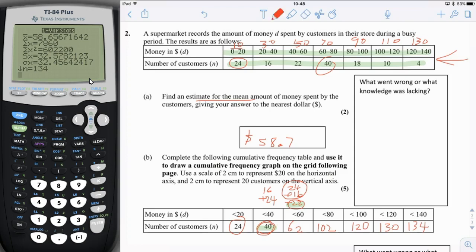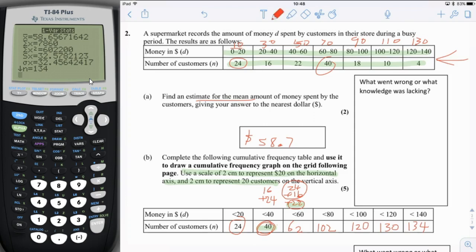Now, I know you guys have a big challenge, which is dividing up the graph paper appropriately. On the IB exam, usually they're very specific about how to divide it up. Look at that. 2 centimeters to represent $20, 2 centimeters to represent 20 customers. So basically, it's easier if you think about it like 1 centimeter for each $10, 1 centimeter for each 10 customers. Okay, and remember, the data goes on the horizontal, and the vertical is the frequency, or the number of people, or the number of exams, or whatever.